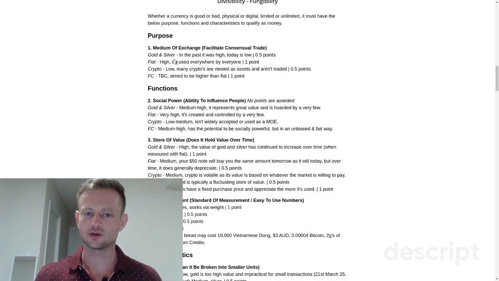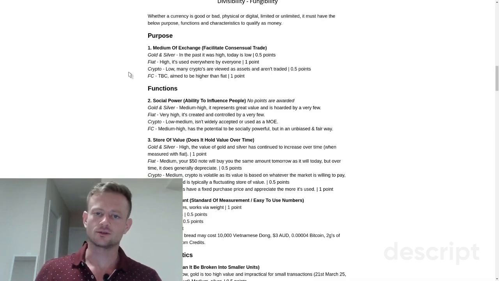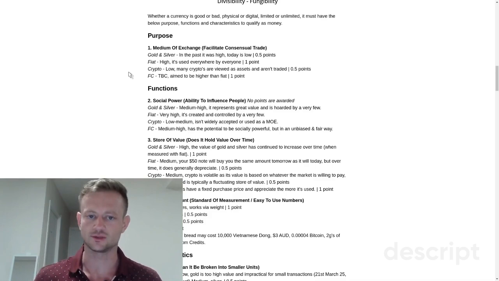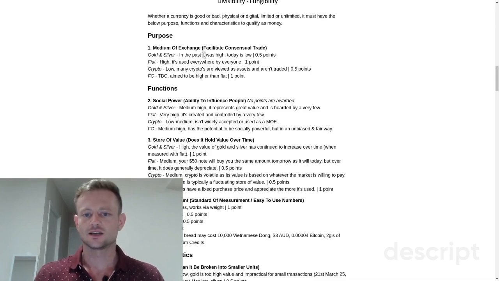So if I'm ranking gold and silver today as a medium of exchange, I'm only giving it half a point because it's just not used as a medium of exchange today. Try going to your local supermarket to pay for your groceries with gold and silver. They're not going to accept it. So it's only ranking half a point.